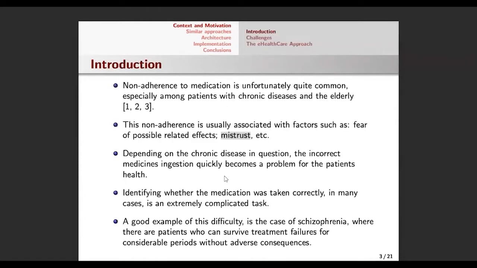Tolerance to medication is unfortunately quite common, especially among patients with chronic disease and the elderly people. This tolerance is usually associated with factors such as fear of the possible related effects, mistrust, and other problems. Depending on the chronic disease in question, incorrect medicine ingestion likely becomes a problem for the patient's health. Identifying whether the medication was taken correctly is in many cases an extremely complicated task. A good example of this difficulty is the case of schizophrenia, where there are patients who can survive treatment failures for considerable periods without adverse consequences.